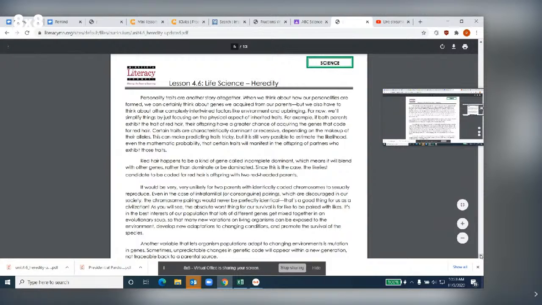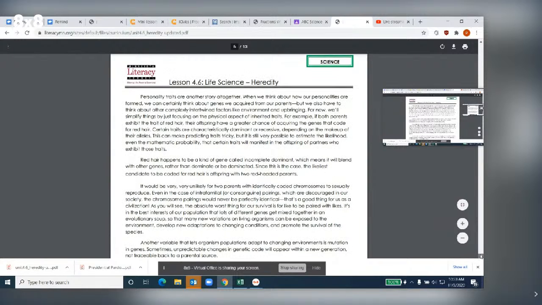As you will see, the worst thing for our survival is to be paired with likes. It's in the best interest of our population that lots of different genes get mixed together in an evolutionary soup so that many new variations of living organisms can be exposed to the environment, develop new adaptations to changing conditions, and promote the survival of the species. Another variable that lets organism populations adapt to a changing environment is mutation in genes. Sometimes unpredictable changes in genetic code will appear with a new generation, not traceable back to a parental source.